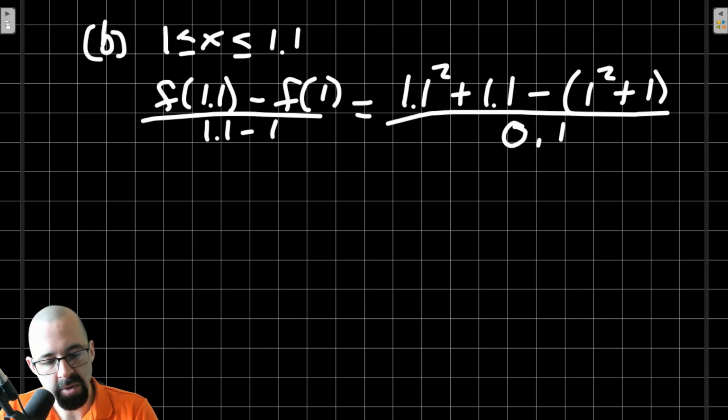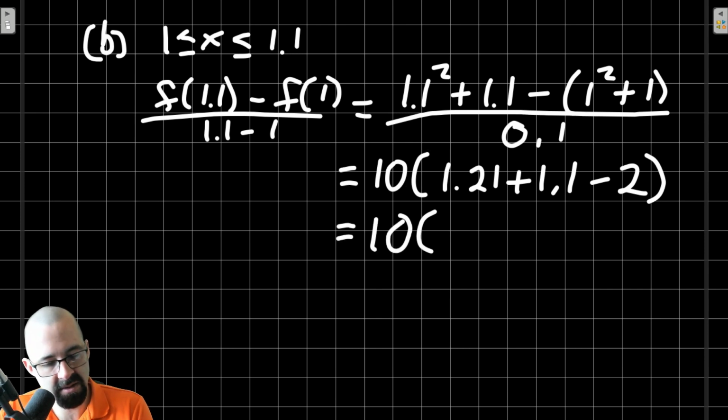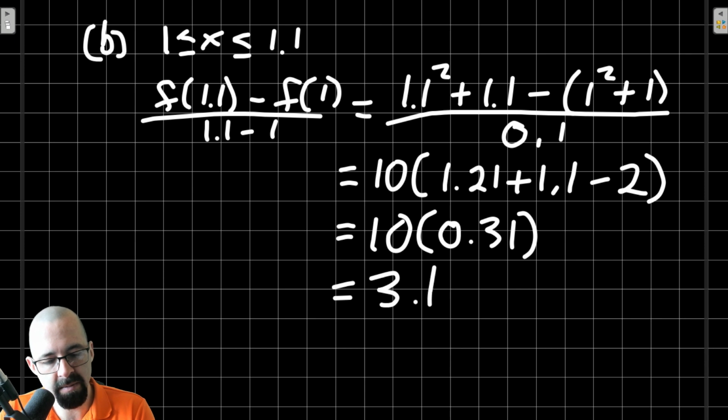So over here, when we really simplify this out, that's going to be 1.21. 1.21 plus 1.1 minus 2 as before. And again, dividing by that 0.1 is the same as multiplying by 10. We'll have 10 times the inside, which simplifies to what? 2.31, or 0.31 once we subtract the 2. Multiply that by 10, just moves the decimal over, and we get 3.1.